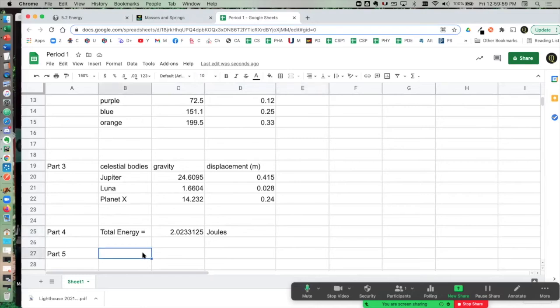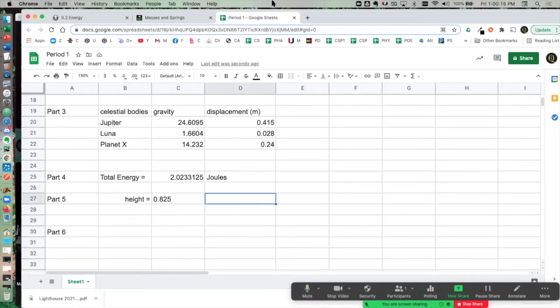Okay, in part 5, I'm going to just real quickly record my height. My height was 0.825 meters. Okay, I'm going to record that real quick because we're going to reference that.